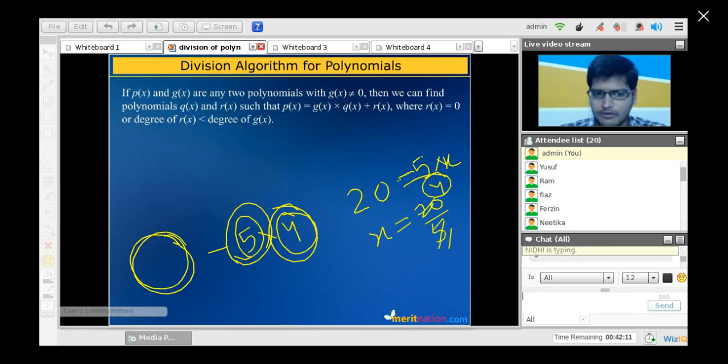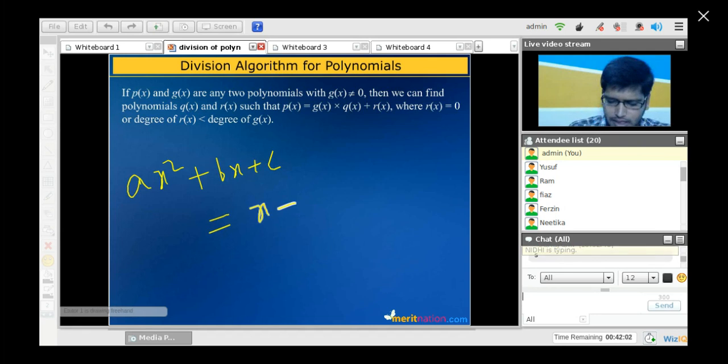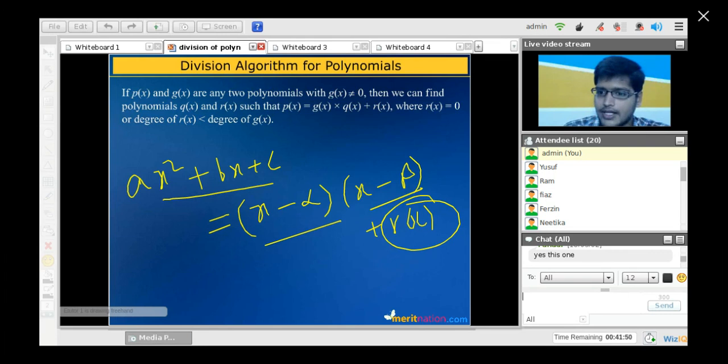for the polynomials, if you observe, let me take a quadratic polynomial just for simple understanding, x square plus bx plus c. If it is equal to x minus alpha into x minus beta plus r of x, here, if r of x is equal to 0, then I can say these two are factors of this polynomial, and alpha and beta are zeros of the polynomial. If r of x is not equal to 0, I cannot say that these are zeros. I hope now you understand.